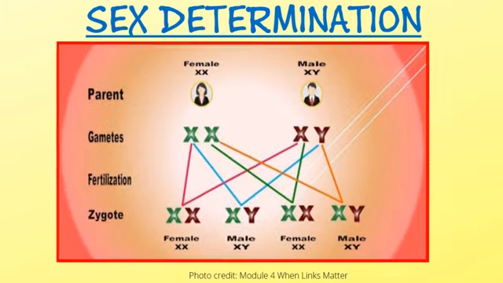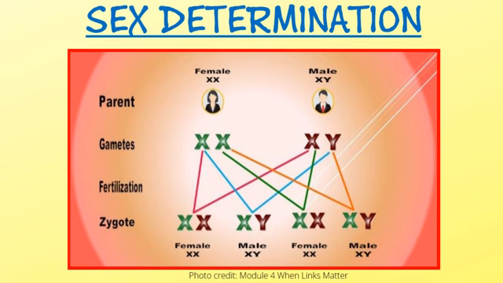Study this diagram. What did you notice? What are the genotypes for the sex chromosome of the mother and father? How many zygotes do they produce? And what are the genotypes of the zygotes produced? This diagram tells us the chance of having a boy and a girl in one family.